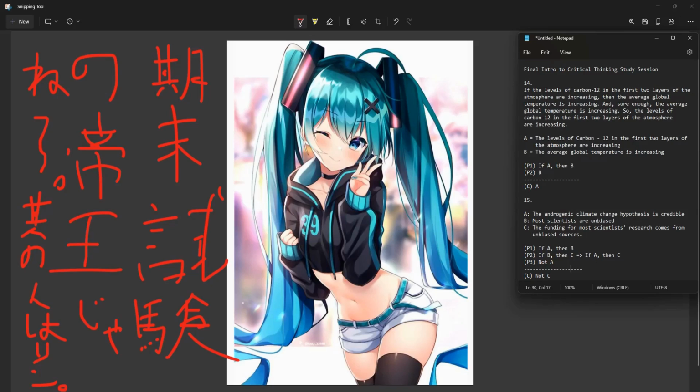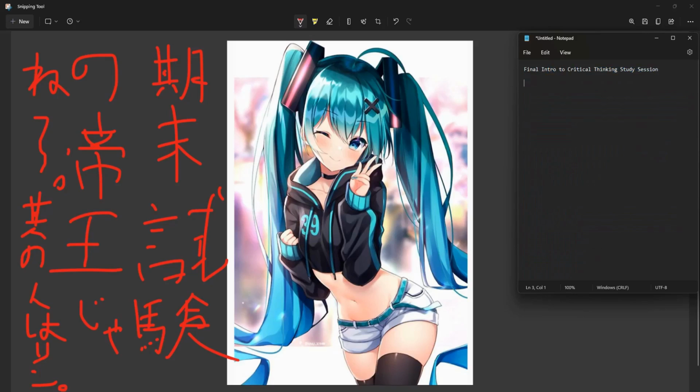And I'm pretty sure this one is not. I'm pretty sure one of these is confirming the antecedent, and this is denying the composite, I believe it's called. I'll have to recheck the names. You know what? Let's look them up right now. Modules, and the answer will be... You know what? I'll give them to you at the end of the video.